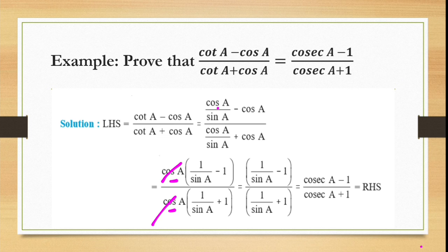This will be the remaining part. Now, 1 by sin A. Sin A is the reciprocal of cosec A. That is why 1 by sin A is equal to cosec A. So, this is equal to the RHS value. So, that means LHS is equal to RHS. In this way, you have to solve.